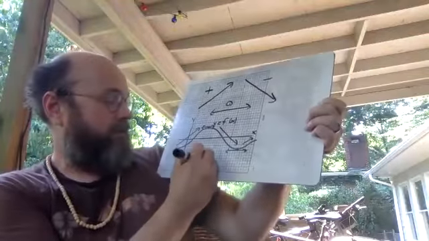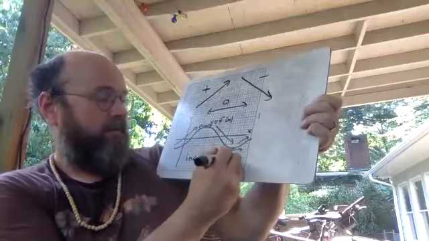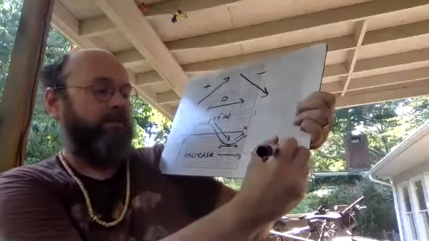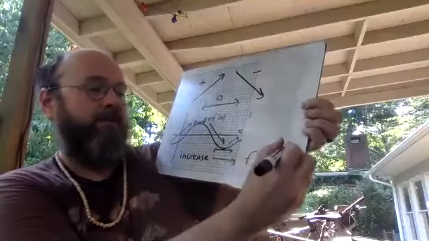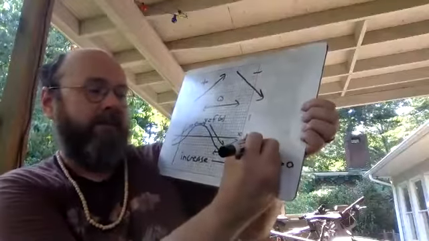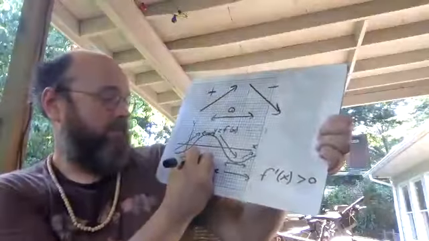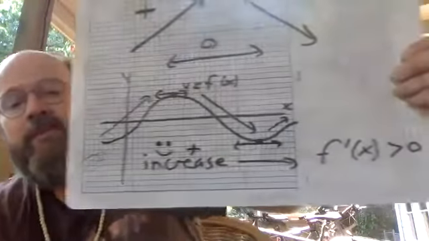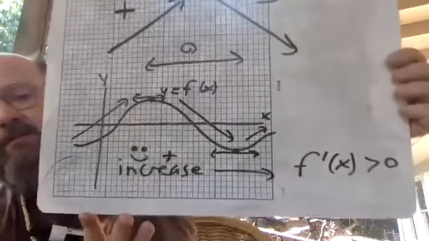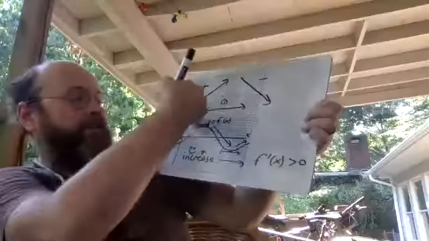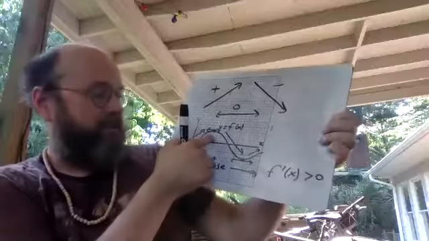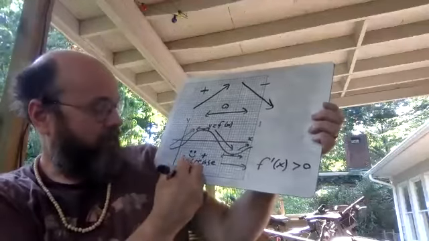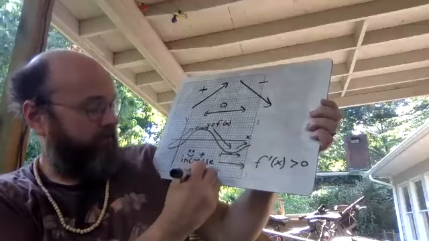And increasing means that the first derivative of the function is greater than 0. That is, it's positive. Increase has to do with positive. The first derivative is positive. And the function decreasing, that is, the slopes of the tangent lines are all negative. It's falling or decreasing from left to right.